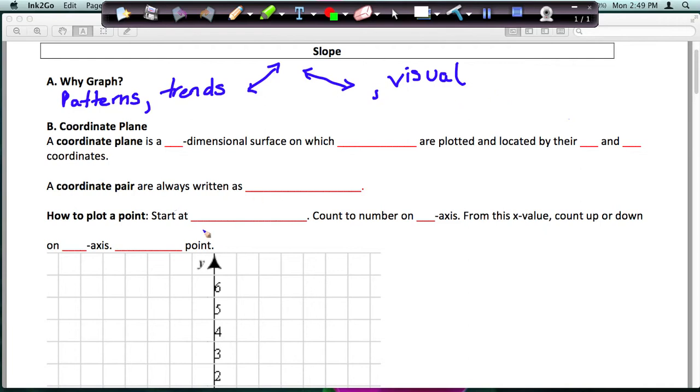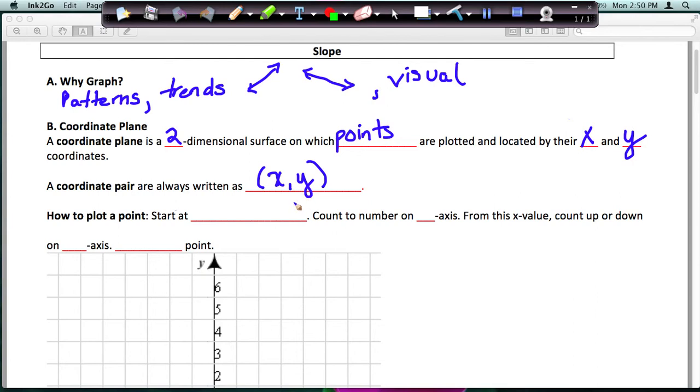So before we go ahead and graph, let's talk about what a coordinate plane is. A coordinate plane is a two-dimensional surface on which points are plotted and located by their x and y coordinates. And we always write a coordinate pair as x comma y. So x is always the first value, y is the second value.